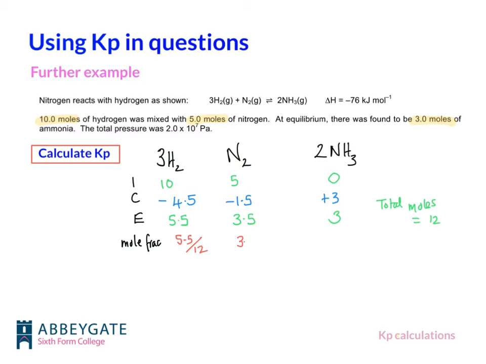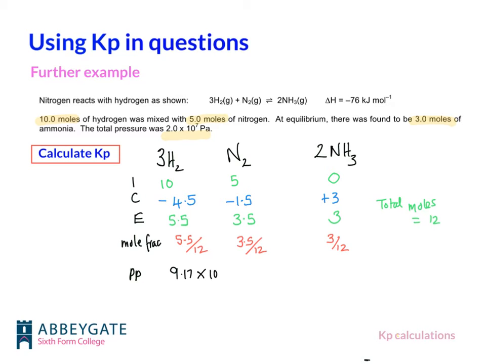And the nitrogen is going to be 3.5/12. And the ammonia is going to be 3/12. Now I'm going to leave those as fractions for now. And then to work out the partial pressures, I know that my total pressure is 2 times 10 to the 7. So my partial pressure is going to be 5.5/12 times 2 times 10 to the 7.